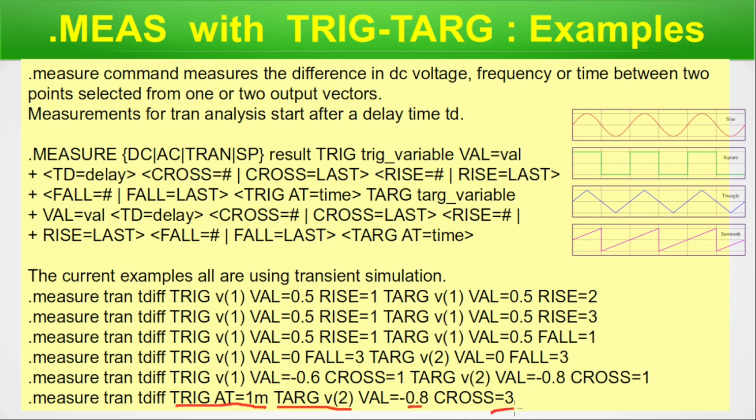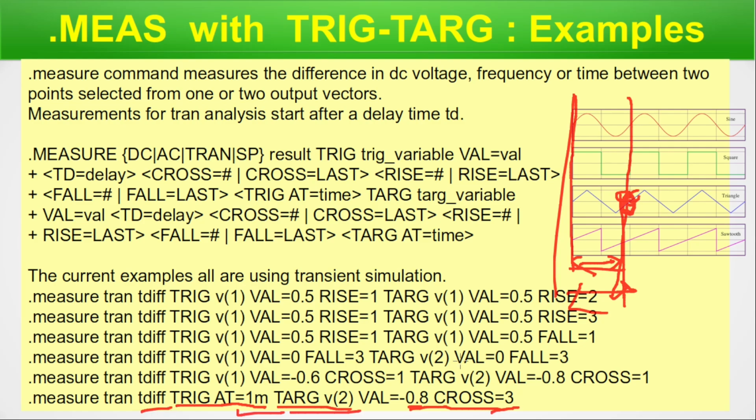Value is 0, cross 3. Say at 1 millisecond, here we are fixing, and target is V2. Say this is the V2 waveform. Value is 0.8, cross 3. Third time when it is crossing, so that value will be given. This is the final. That means this is a target and the trigger is done at 1 millisecond here. So this difference will be given by this. Trigger at 1 millisecond, so this is the trigger happening and the target is V2 and the value is this when this crosses. So this cross will be done here and we drop a time marker here and this particular time window we are measuring by this one. So this is the philosophy.